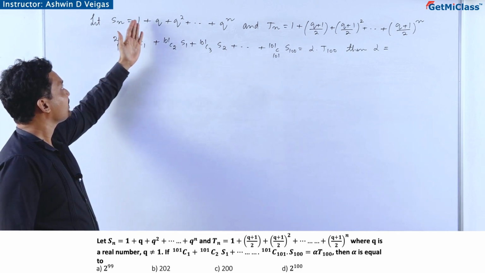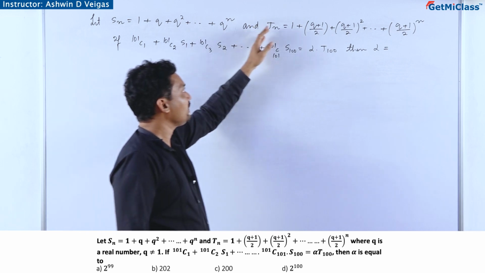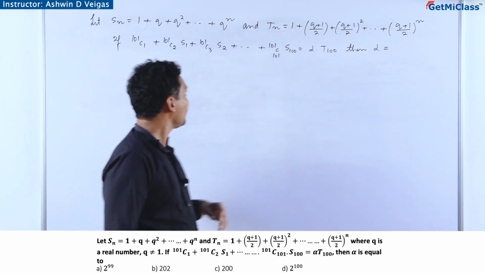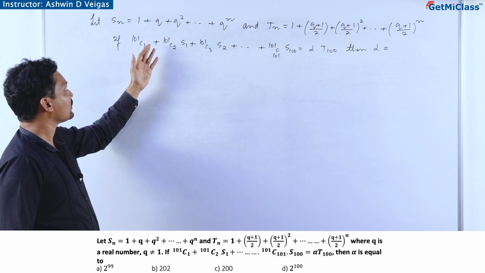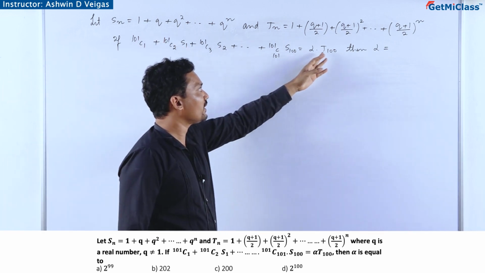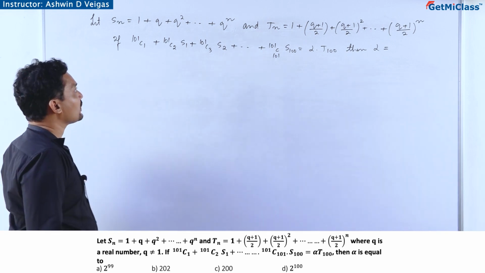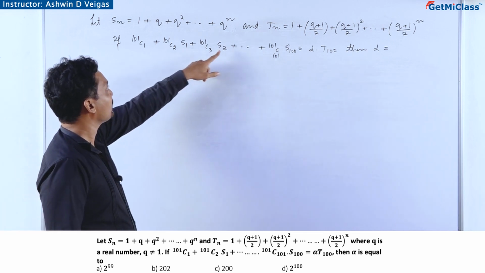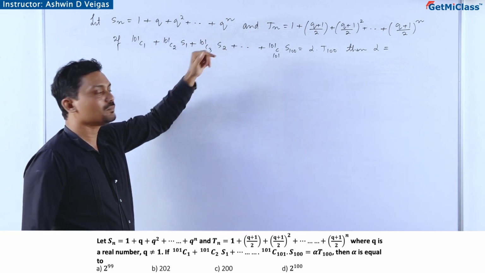Okay, let Sn be equal to 1 plus q plus q square up to q power n, and Tn is given in a similar way. They have given one condition: 101C1 plus 101C2 S1 etc. equals alpha T suffix 100, then what is alpha? Now the first thing is, here we want S1, S2 etc. So this Sn we are going to simplify.